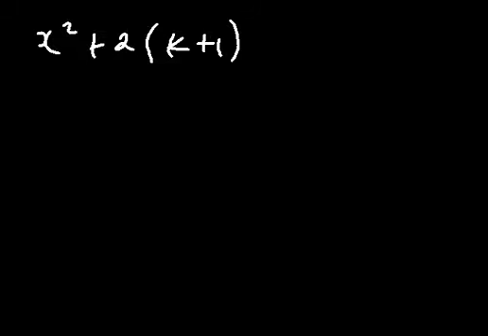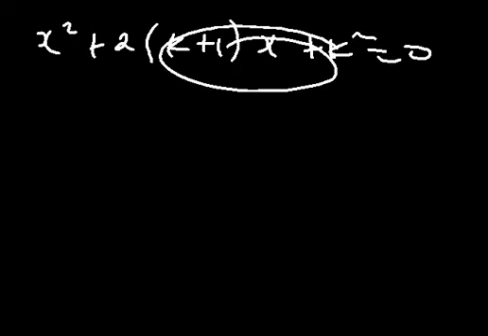Let's say we have x squared plus 2 times k plus 1 times x, plus k squared, equal to 0. So try to understand this one too. Thank you.